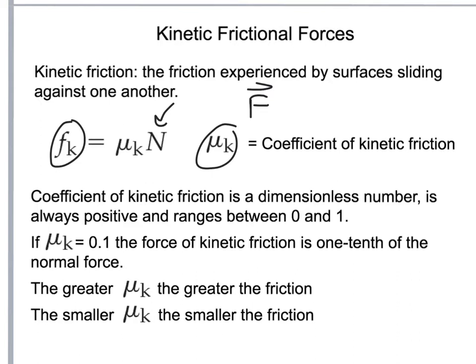So since the coefficient of kinetic friction is always a decimal or fraction between 0 and 1, our little example here is if mu sub k equals 0.1, the force of kinetic friction then is 1/10 of the normal force. So we would just plug in 0.1 right here, and we see our kinetic friction is equal to 1/10 the normal force.